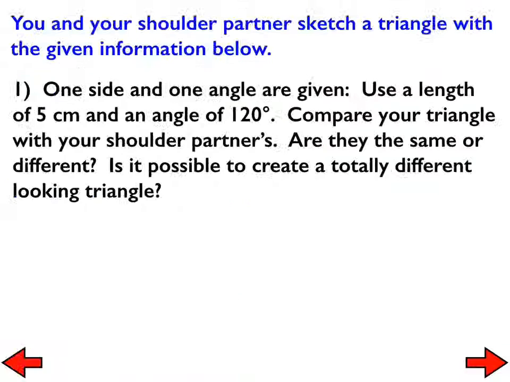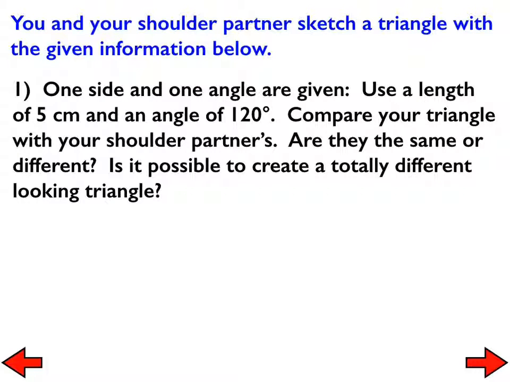First thing on your notes, I would like you to give this a shot. Go ahead and try drawing a triangle where one of the lengths is 5 centimeters, the others could be whatever you want, and one of the angles is 120 degrees, the others can be whatever you want. After you draw that, we're going to compare with our shoulder partner to see if they drew exactly the same thing you did, and then answer some questions. So go ahead and draw a triangle where one side is 5 and one angle is 120.